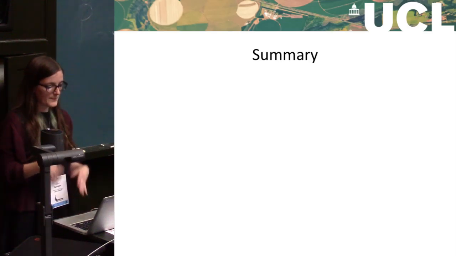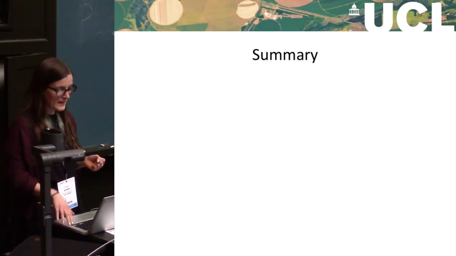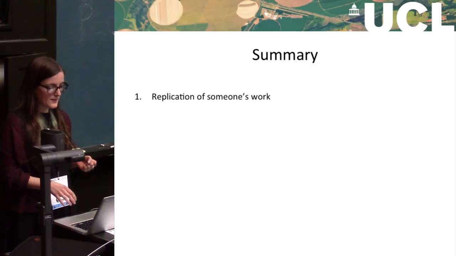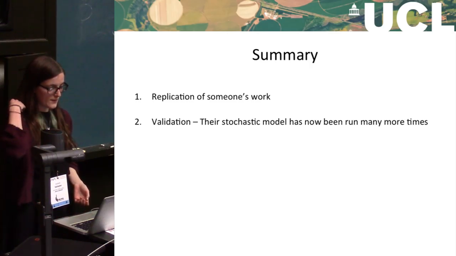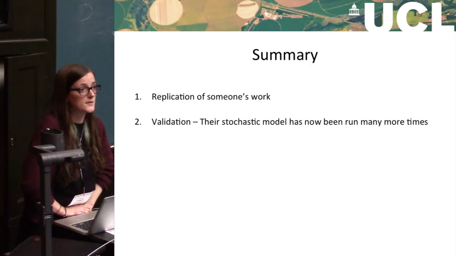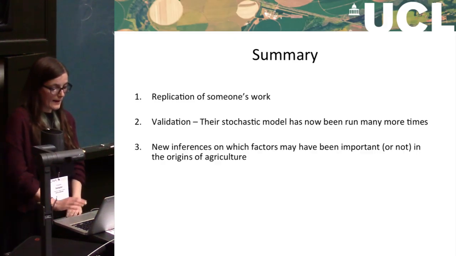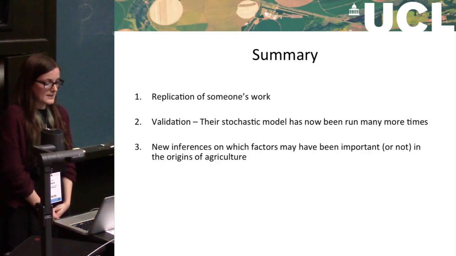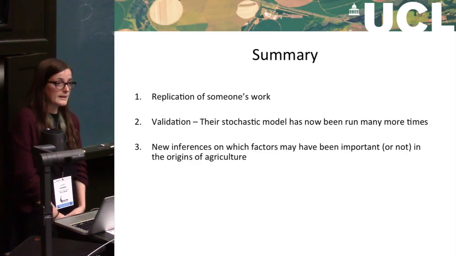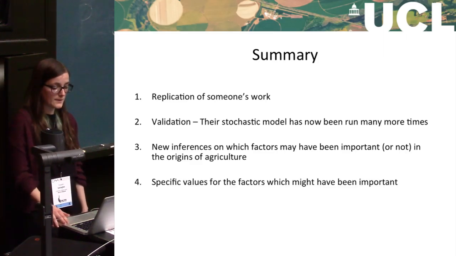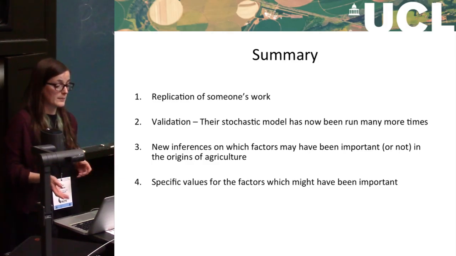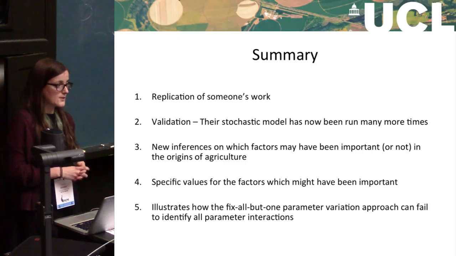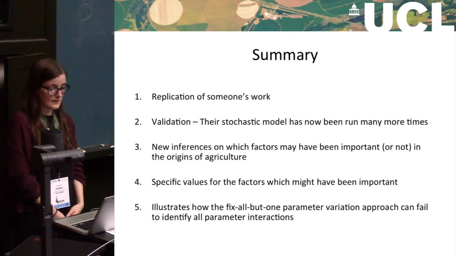So in summary, to kind of sell this method to you, we've replicated someone else's work, which is always a good thing to do. We've validated it a little bit more because we ran it so many more times than they did. And we now have new inferences on which factors might have been important or not in the origins of agriculture. And for these important factors, we have some specific values for which the parameters might have been. And it illustrates how the fix all but one parameter variation approach can fail in certain circumstances.